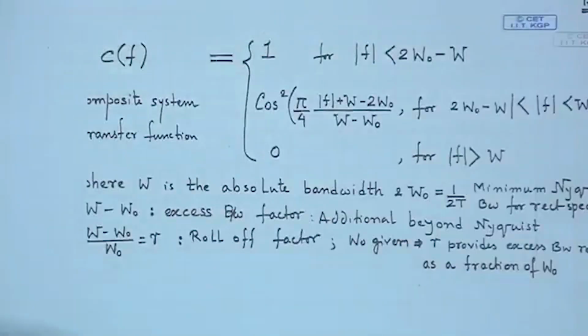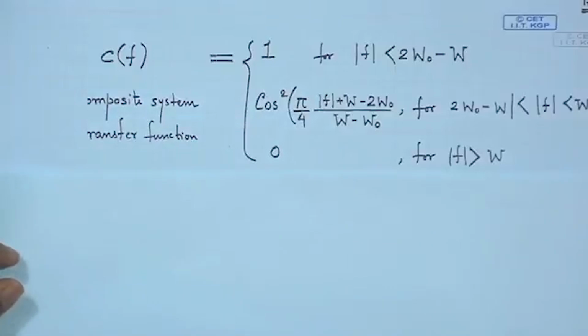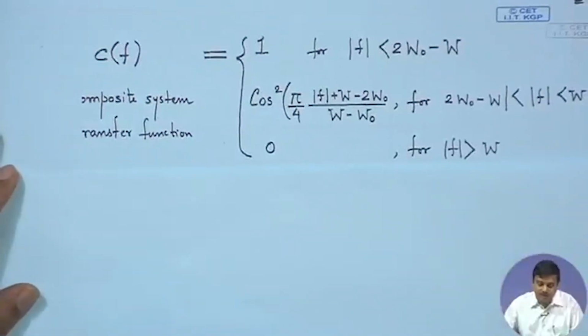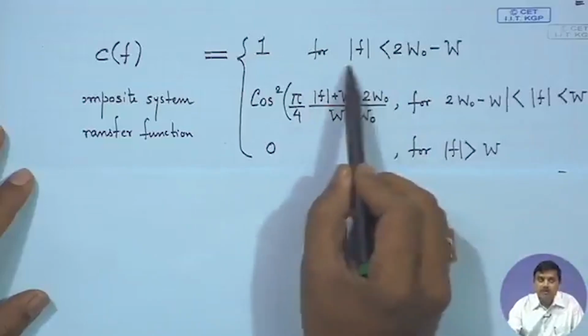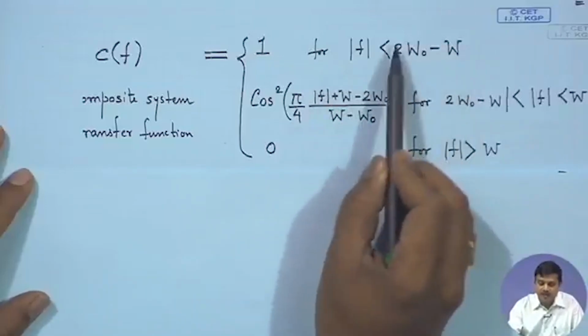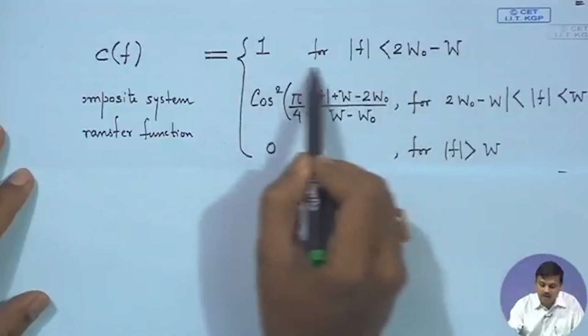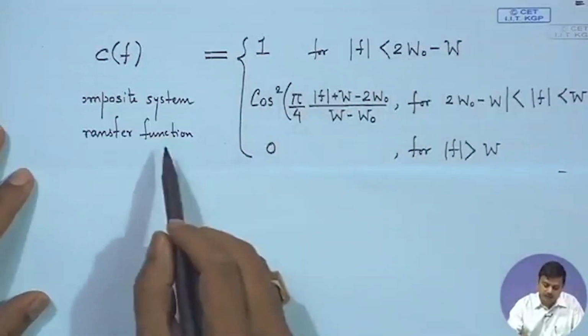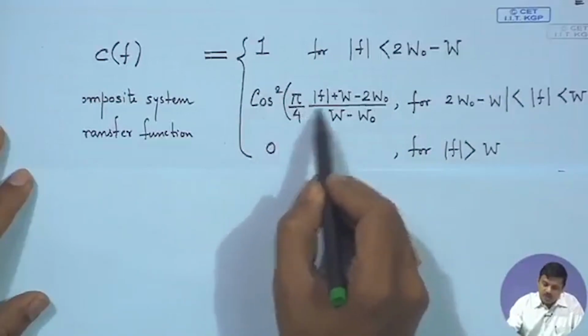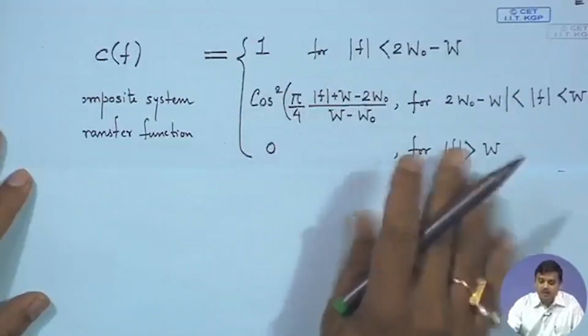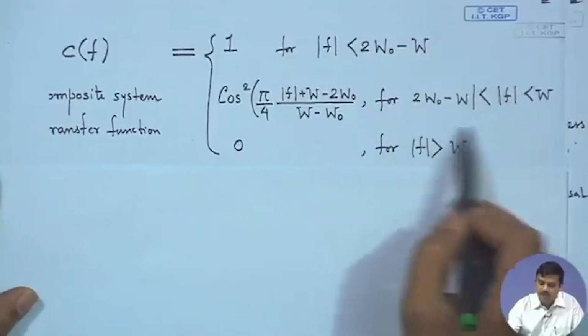Such a filter's channel transfer function is described, it is given. So, we will take it to be given out of design, which is equal to 1 for a certain duration of frequency. We are going to explain these terms shortly. So, it is flat over a certain duration of frequency, and it is equal to cos squared pi by 4 and these expressions for another range of frequencies, right.